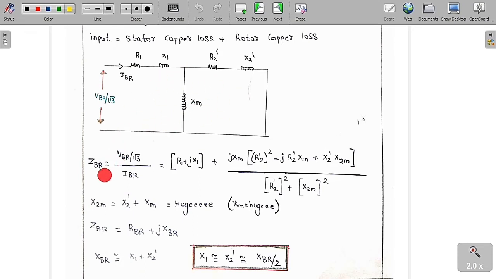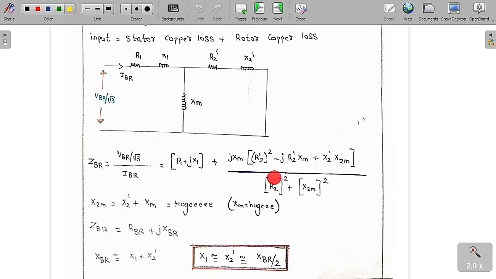So what is the ZBR? ZBR is equal to VBR by √3 by IBR, which is equal to R1 plus jX1 plus the parallel combination of these two branches, which we finally get in this fashion: j Xm R2 dash whole square minus j R2 dash Xm plus X2 dash into X2m, by R2 dash whole square plus X2m whole square. This is series and this is the overall parallel. Here X2m is nothing but X2 dash plus Xm, and it is a very huge value, because Xm is a huge value.